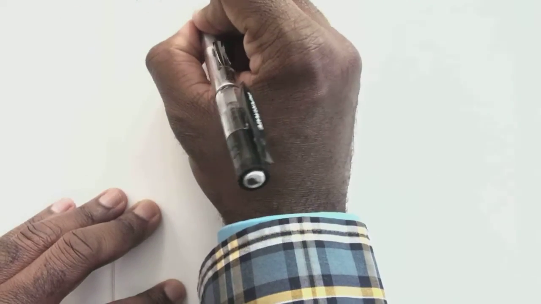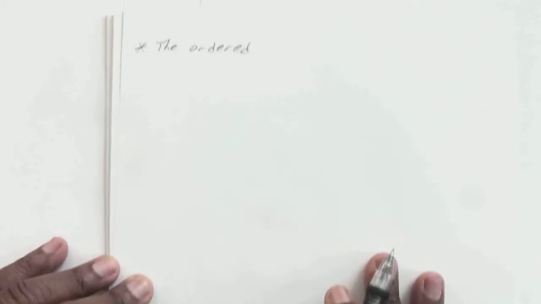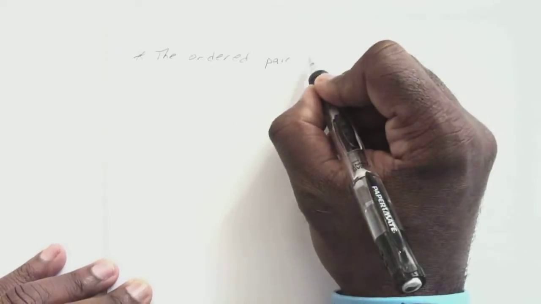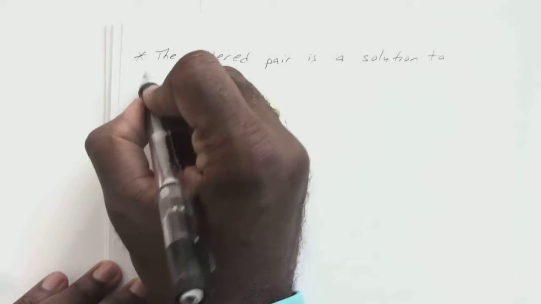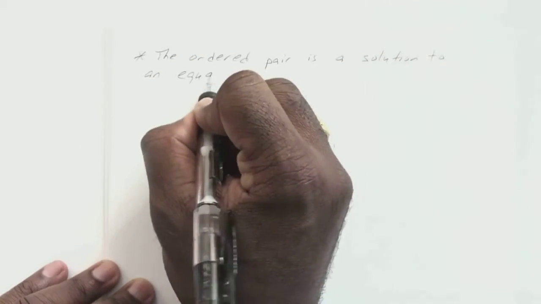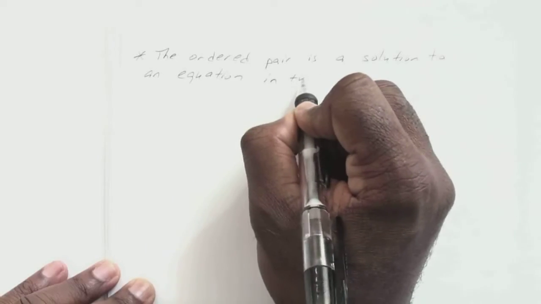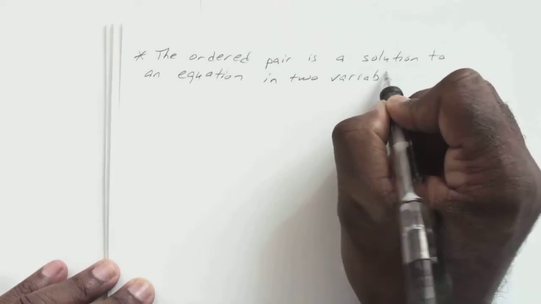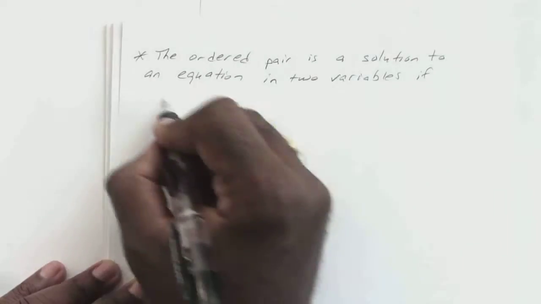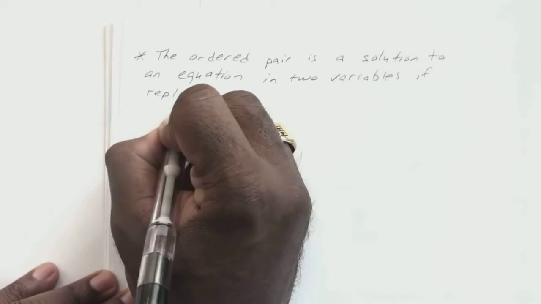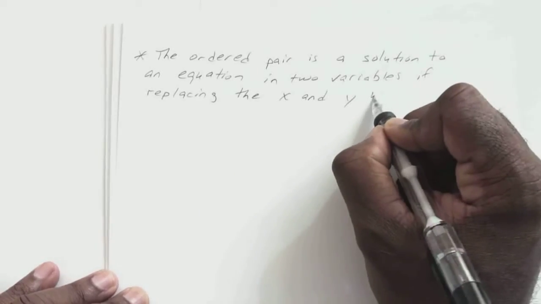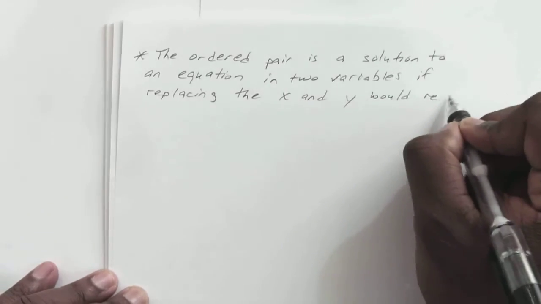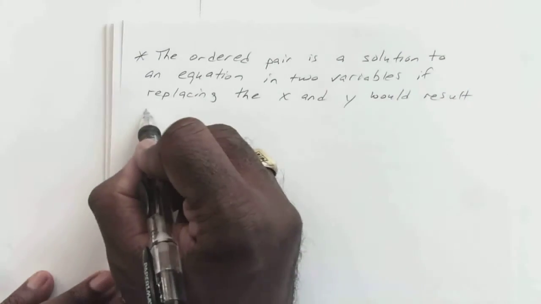Okay, so the ordered pair is a solution to an equation in two variables if we know that when we replace the x and y, it will result in a true statement.